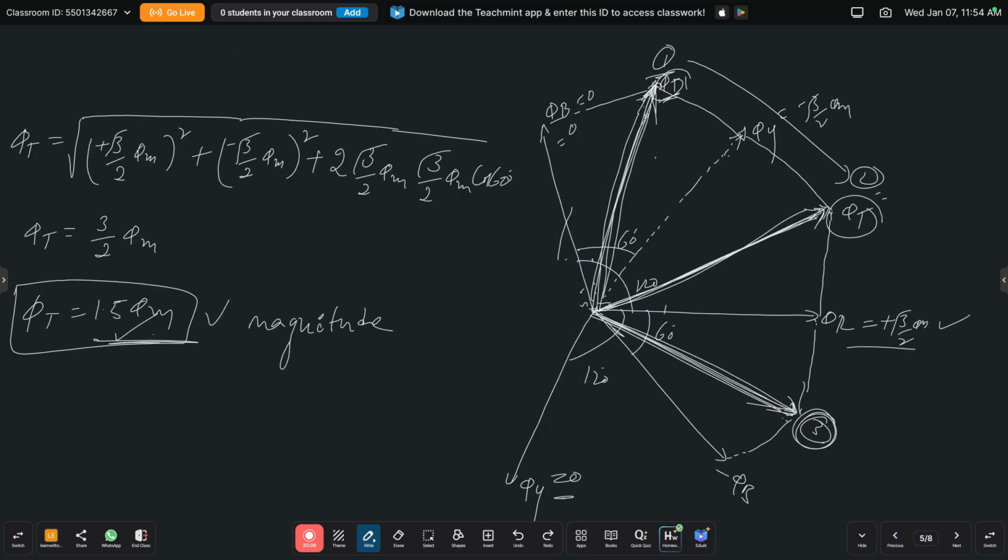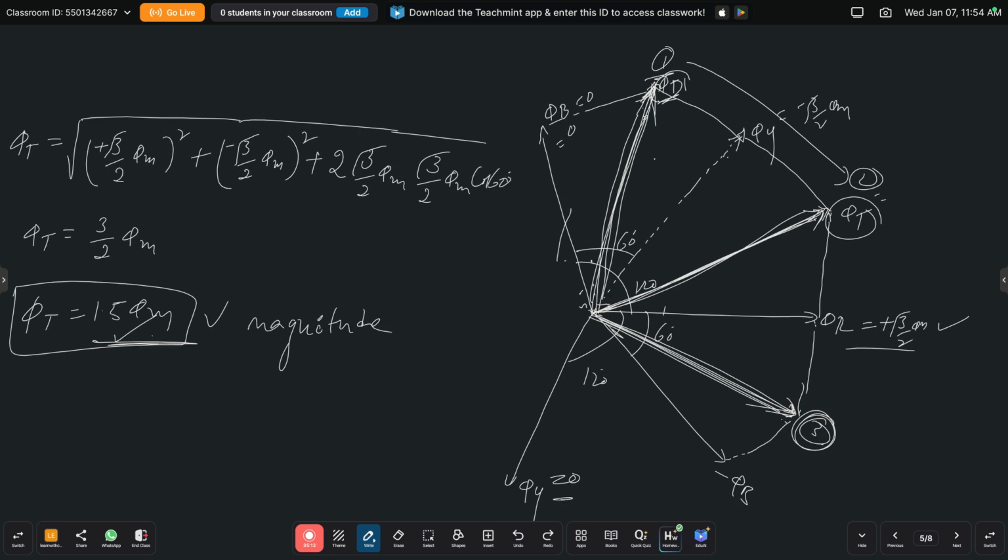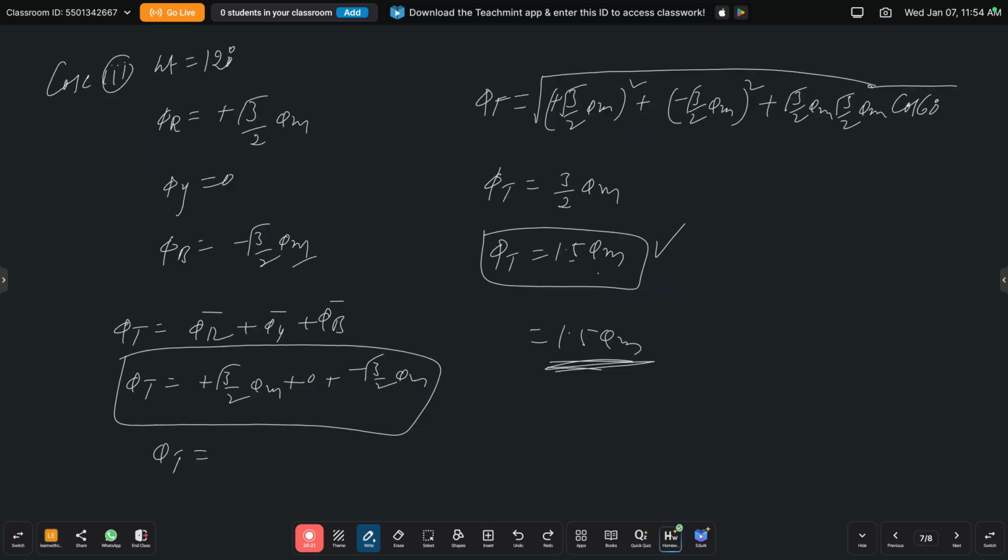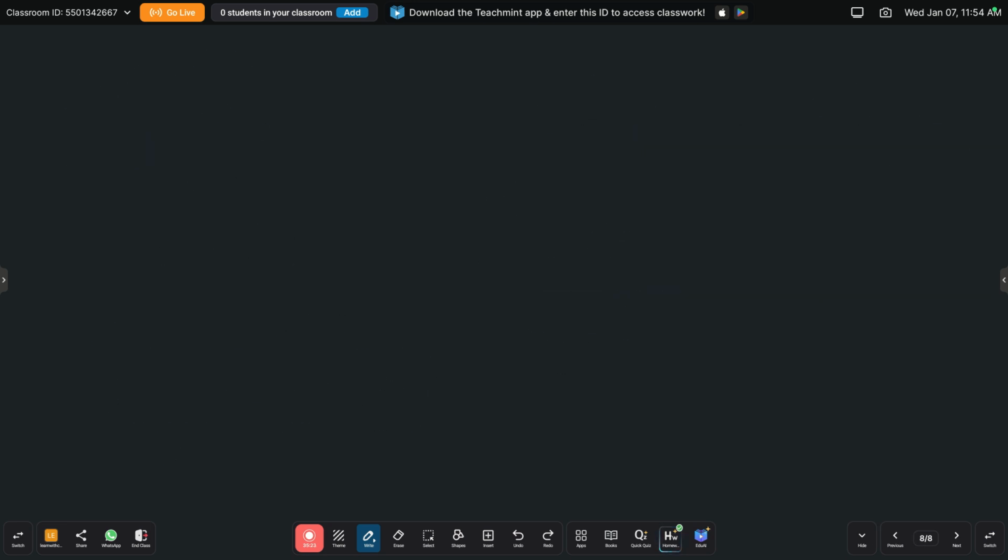In case 1, this flux is at position 1, in the second case position 2, in the third case position 3. So we will see one more case also, case 4.